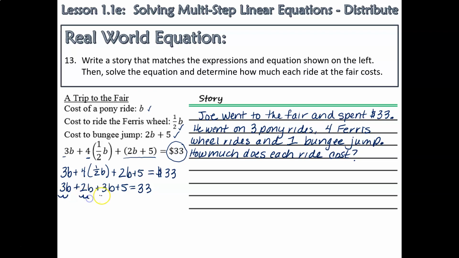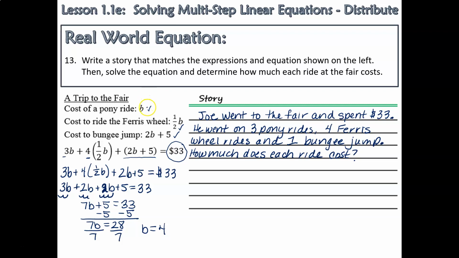Let's combine all of these B's here. Oh, this is 2, sorry. Copied that wrong. Gotta be careful. So I have 3B plus 2B is 5B, plus 2 more is 7B, plus 5 equals 33. I'm going to subtract 5 from each side. So 7B equals 28. And when you divide by 7, B is 4.